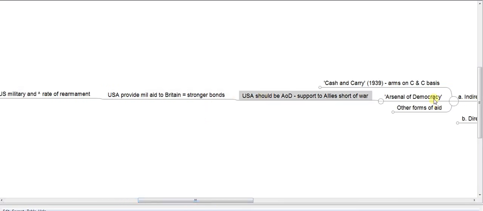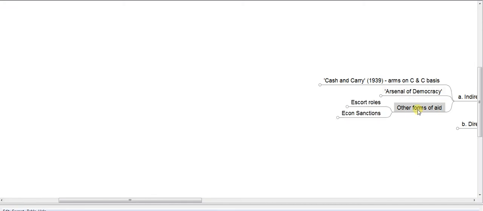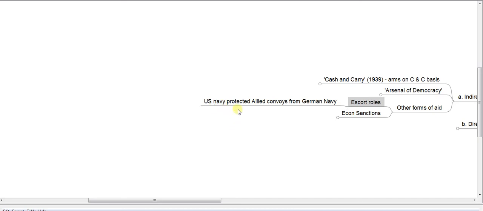Okay, and the USA also provided other forms of aid. So, for example, escort roles. The U.S. Navy protected Allied convoys, especially convoys carrying supplies from America itself, from the German Navy, so they could safely carry these supplies across the Atlantic and to Europe, where these supplies were needed.